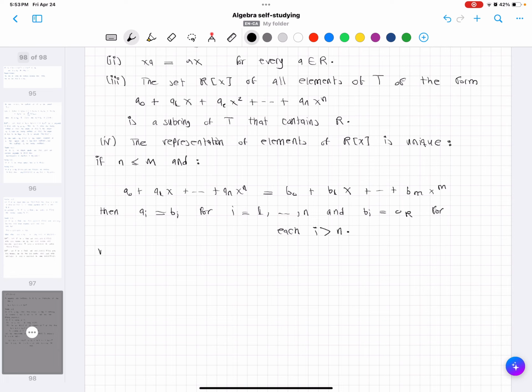And the last thing is that a naught plus a1x plus a2x squared plus blah blah blah all the way to anxn is equal to 0_R if and only if ai is equal to 0_R for all i. So this would be the zero polynomial. Actually, this is wrong here. There's a mistake in the book. So this would be 0 of the polynomial ring R[x].